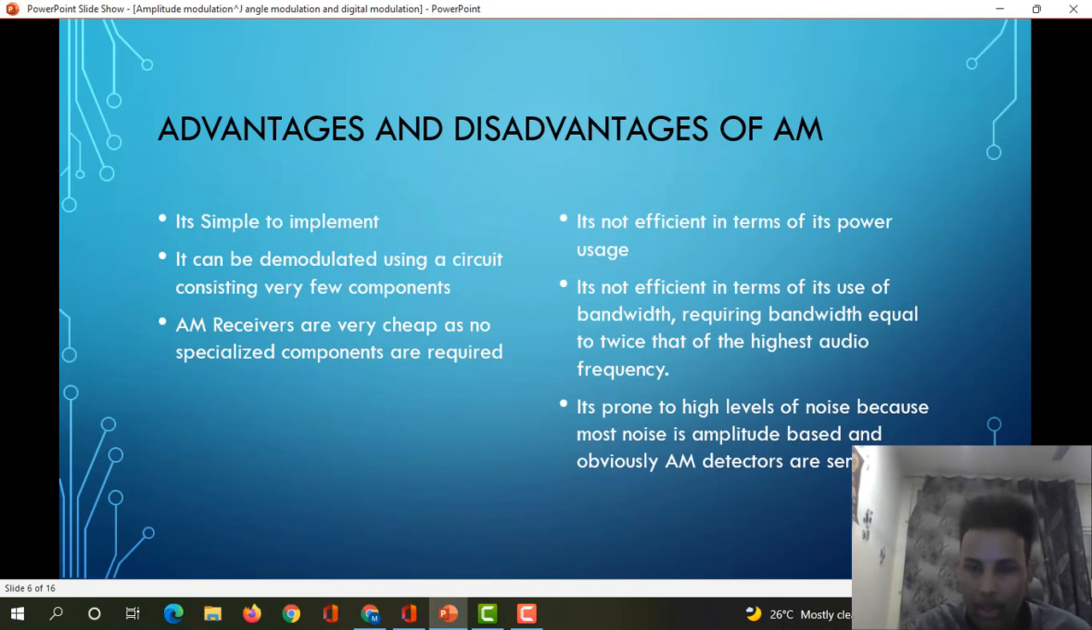The disadvantages of amplitude modulation: it is not efficient in terms of its power usage. It's not efficient in terms of its use of bandwidth, requiring bandwidth equal to twice that of the highest audio frequency. It's prone to high levels of noise because most noise is amplitude based, and obviously amplitude modulation detectors are sensitive to it.